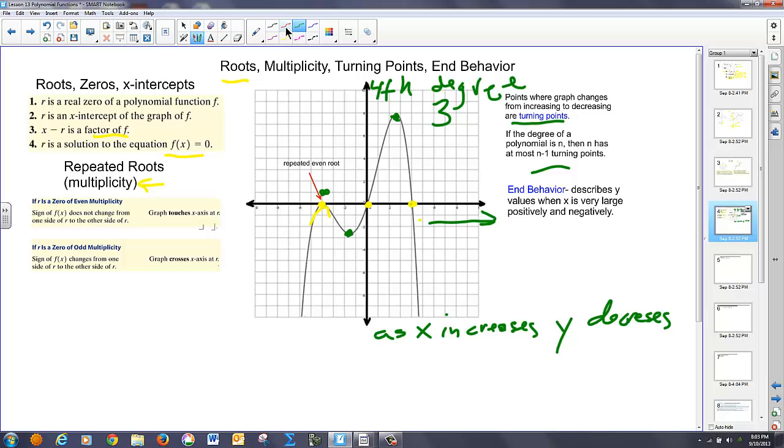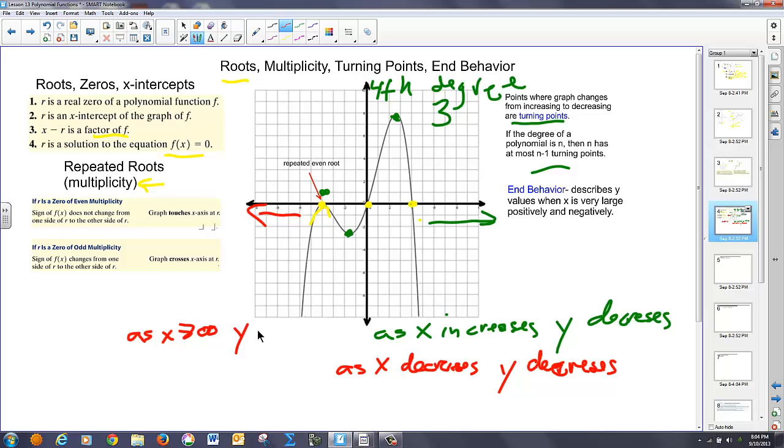Then what I want to look at is what happens when x decreases. X gets smaller. Well, you'll notice y gets smaller as well. So as x decreases, y decreases. And another way to say each of these is as follows. As x goes to infinity, that's like x increasing, y goes to negative infinity. So y goes down. As x goes to negative infinity, as x gets smaller, y also gets smaller or goes to negative infinity. That's end behavior in a nutshell.